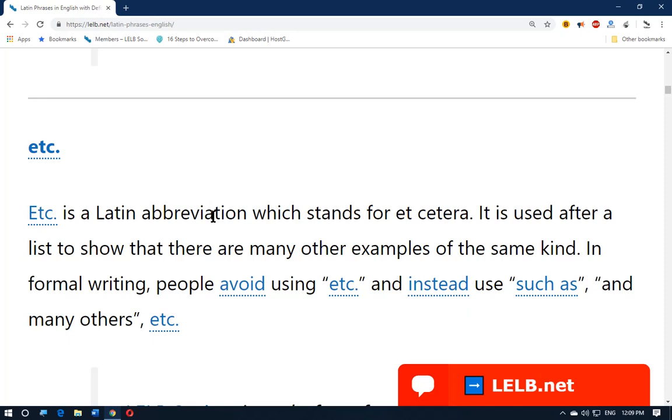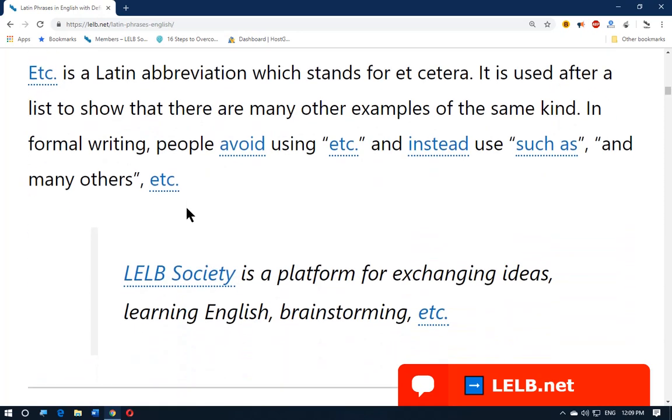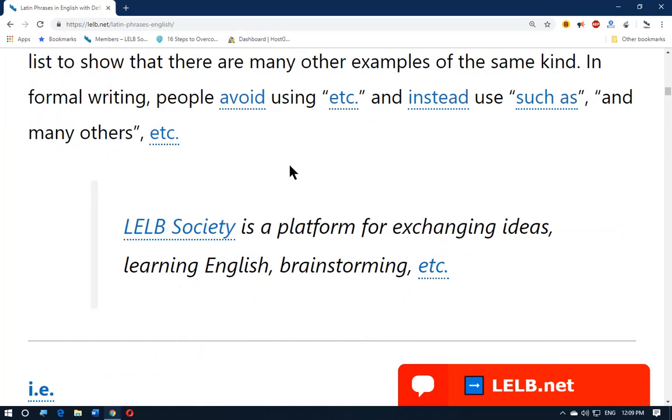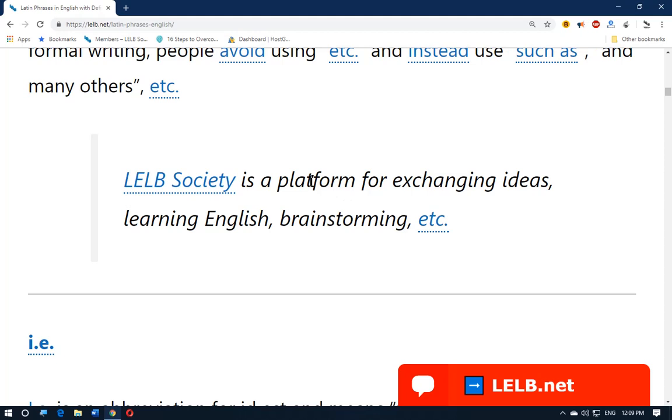In formal writing, people avoid using etc. and instead use "such as" and "many others." Example: A LELB society is a platform for exchanging ideas, learning English, brainstorming, etc. These examples have been provided by our students, I have not written them.